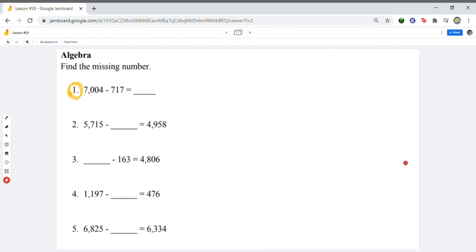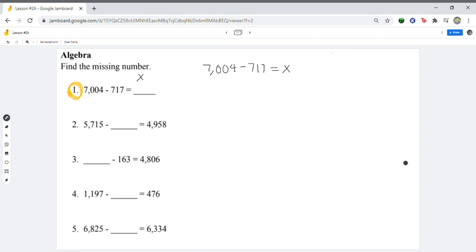So the second section we're going to go over is algebra. It says find the missing numbers. So number 1, it says 7,004 minus 717 equals the missing number. And I'm going to represent the missing number as an x value. So I'm just going to rewrite this on the right side over here: 7,004 minus 717 equals x.